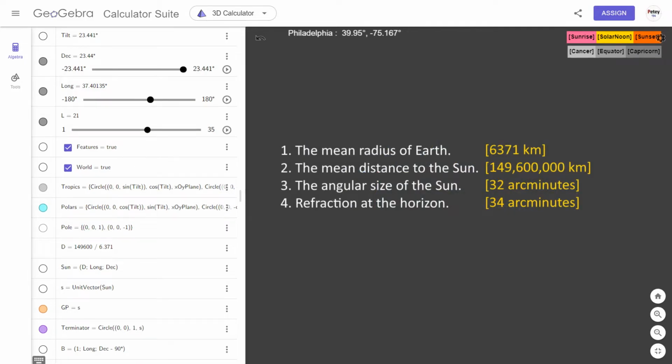To do this then, I'll be using 6371 kilometers for the radius of Earth. The distance to the Sun is at 149.6 million kilometers. The angular size of the Sun is a tad more than half a degree, and that's at 32 arcminutes, or 16 for the semi-diameter. And refraction at the horizon is about 34 arcminutes. And what that means is that the Sun can be geometrically hidden, but fully visible at the same time.